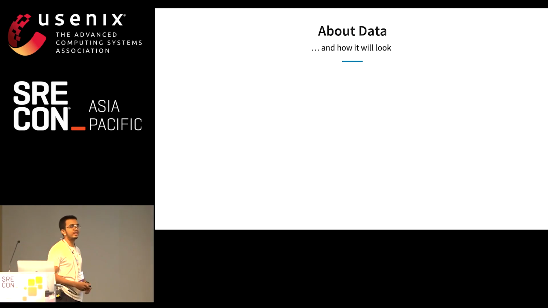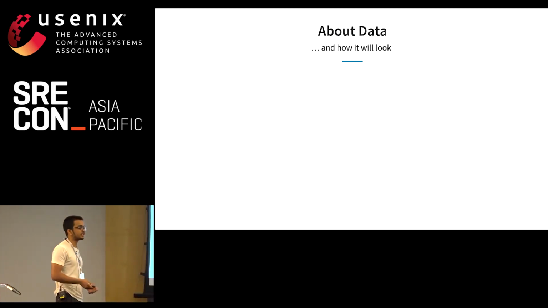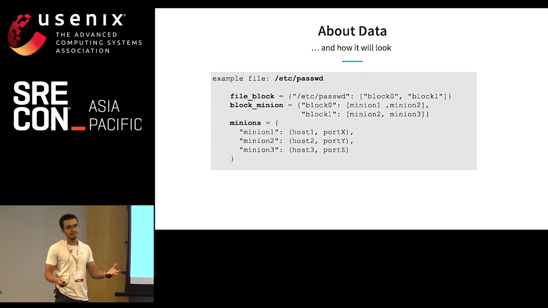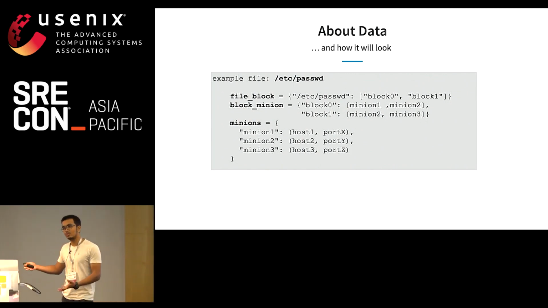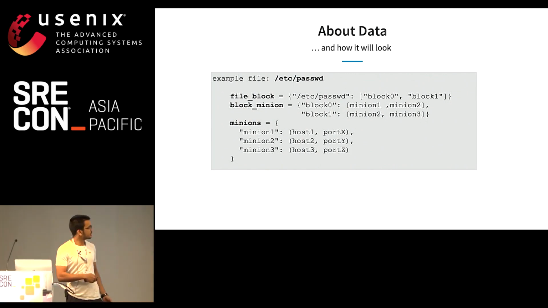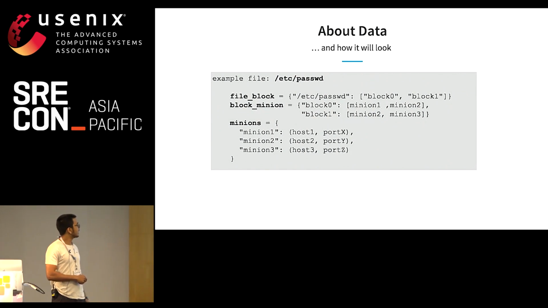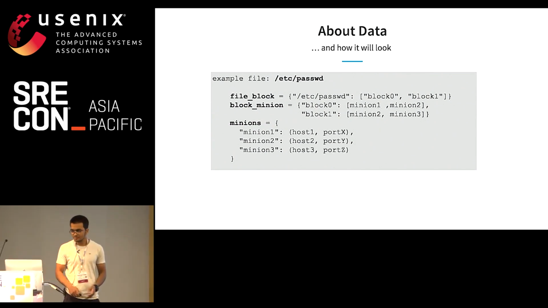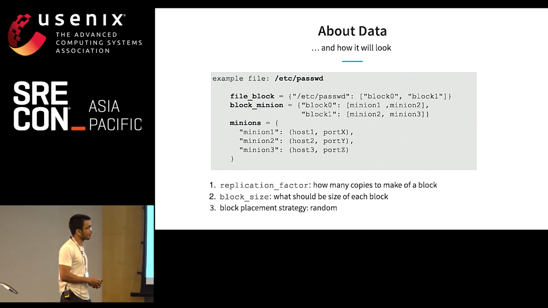Now, how will the file that we've been talking about, /etc/passwd, look in this case? This is the file. We'll have a dictionary of file to block mapping, that is, a file is divided into what all blocks, in this case block 0, block 1. We'll have additional dictionaries that will track the block allocation, that is, where each block is located. So that will be a block to list mapping. And in the end, we'll have a list of minions, that is, what all our data hosts are.